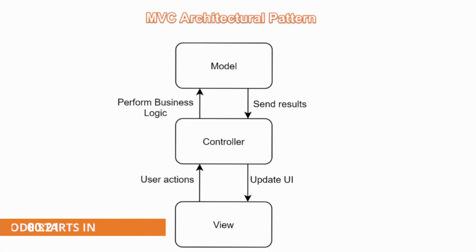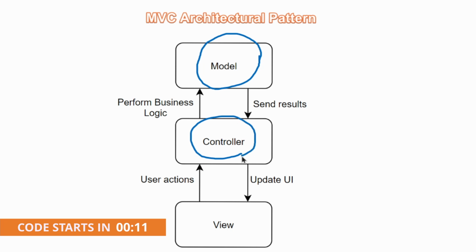So, in this architecture, the application is divided into three layers. Model, which contains the business logic; controller, which establishes the relationship between view and model; and the last one is view, which is the user interface layer which holds the components visible on the screen. So without any further delay, let's get started.